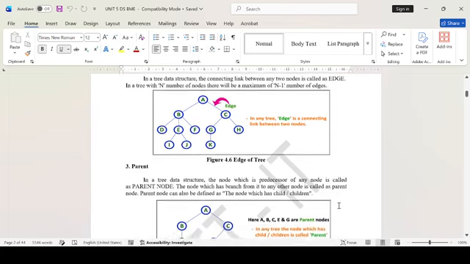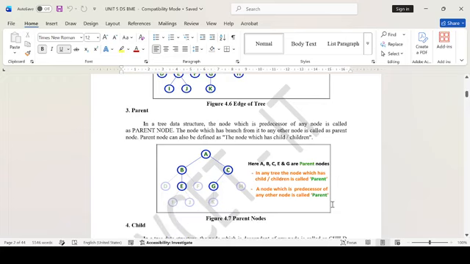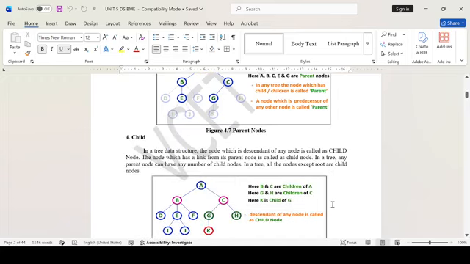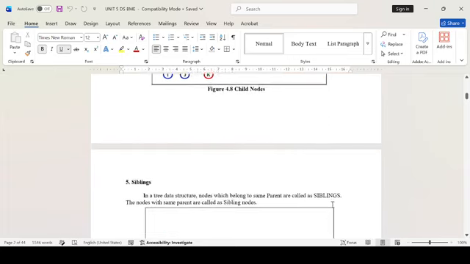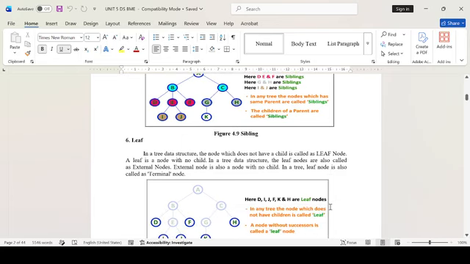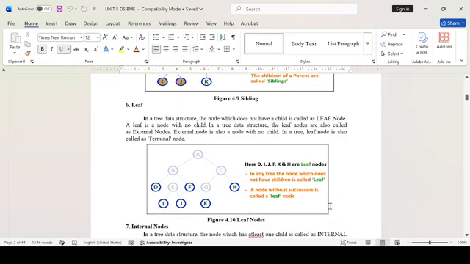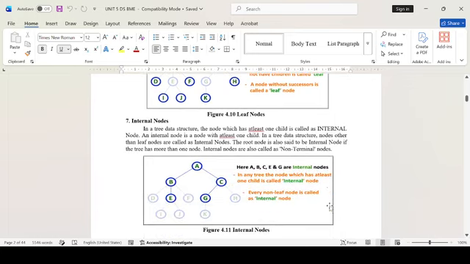Then parent. The node which has a child node is referred to as a parent node. In a tree, the node which has downward links is referred to as a child node. Then siblings. The nodes which are at the same level are referred to as siblings. Then leaf node. The node which does not have a child node is called a leaf node. The internal node: the nodes which have at least one child node are called internal nodes.